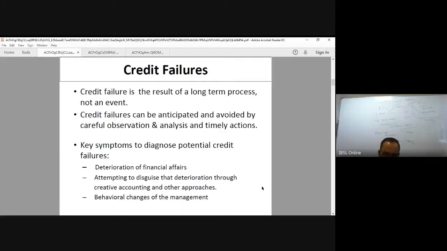So this is where we are going to see the early warning signals. This has to be done by the lending officers. They will have to safeguard the loan portfolio. So what are the symptoms? Based on that, you will go and diagnose potential credit risk, right? Potential credit failures. Very important things are deterioration of financial affairs, right? Turnover coming down.